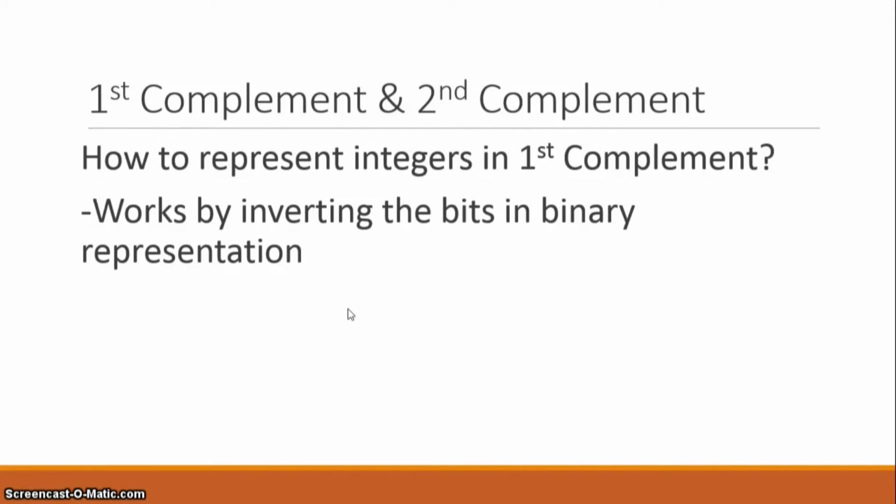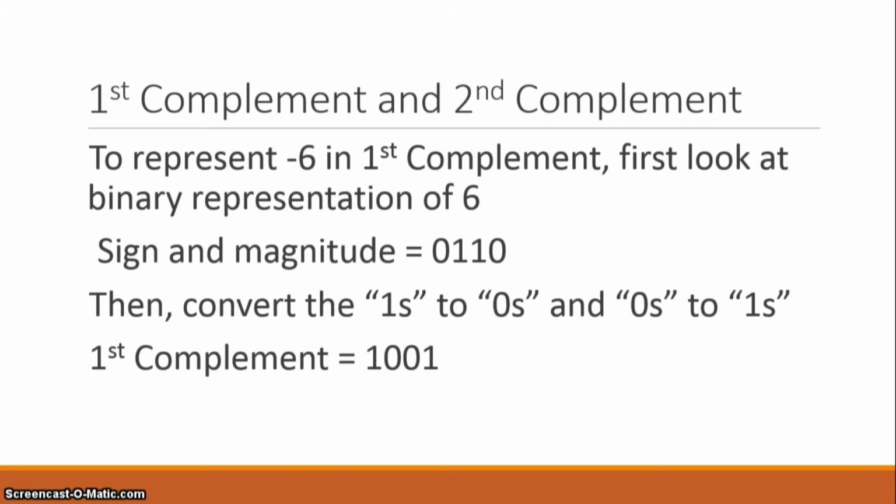Okay, so now I'm going to talk about the first complement and the second complement. How do we represent integers in the first complement? The first complement representation is like the reverse of the sign and magnitude representation. It works by inverting the bits in the binary representation. To represent a negative 6 in first complement, first look at the binary representation of 6. Its sign and magnitude representation is 0, 1, 1, 0. After that, you convert the 1s to 0s and the 0s to 1s. So how you represent negative 6 in first complement is 1, 0, 0, 1.